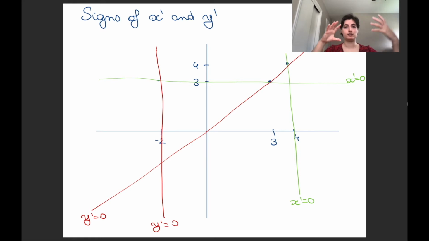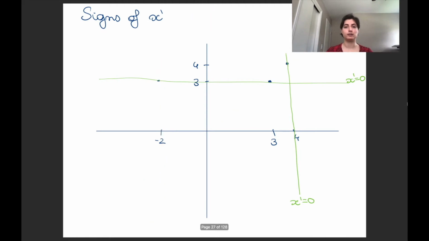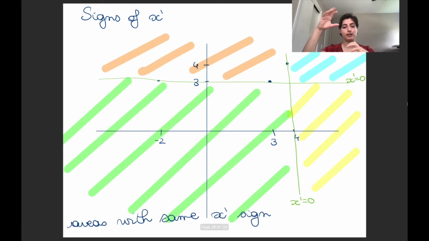Now that we have this division, this first understanding of what is happening, what we want to understand are the signs of x prime and y prime. So we already know that the plane is divided by these null lines. That means that these lines are the only points in which x prime is equal to 0. Everywhere else, x prime is different from 0. That means that these null lines are dividing the space into 4 areas, and each one of these areas has the same sign of x prime.